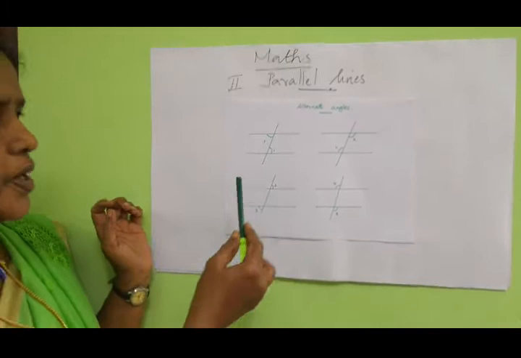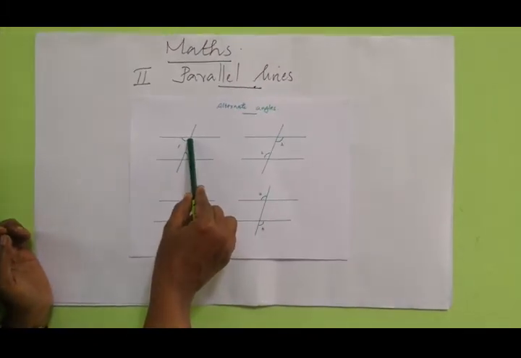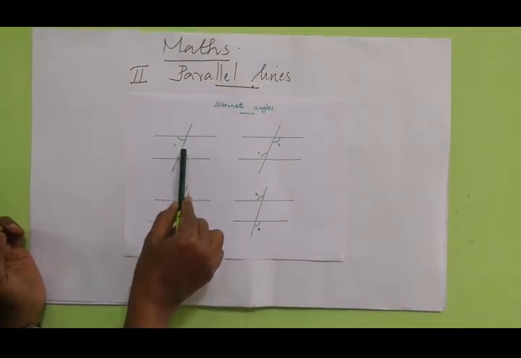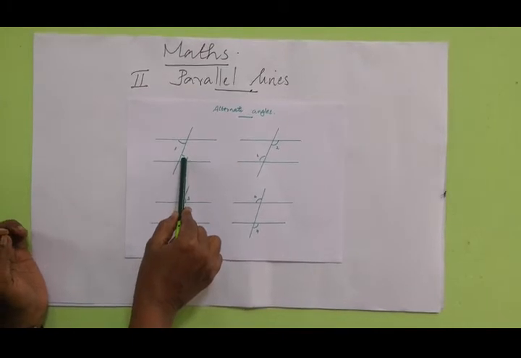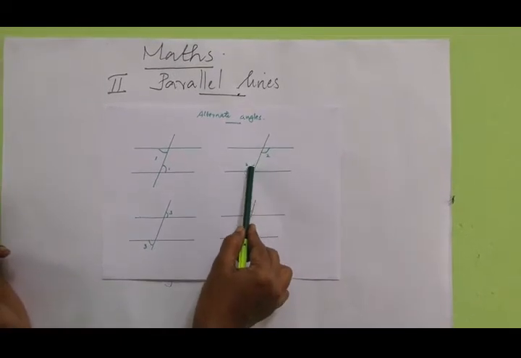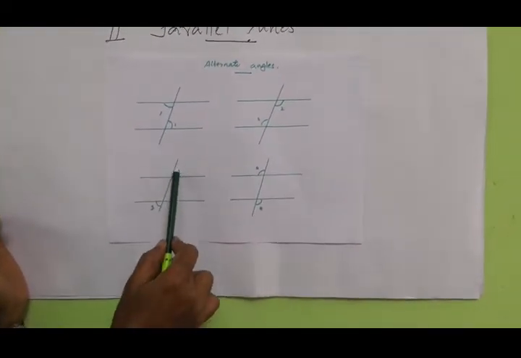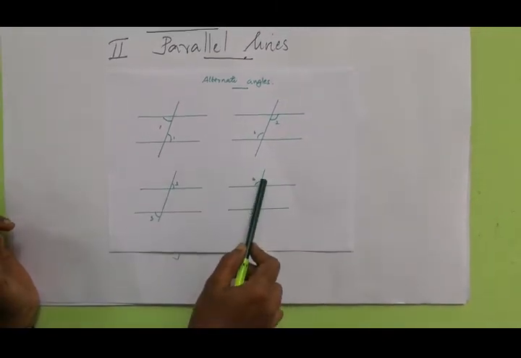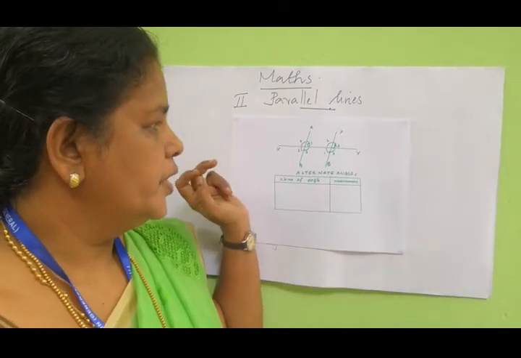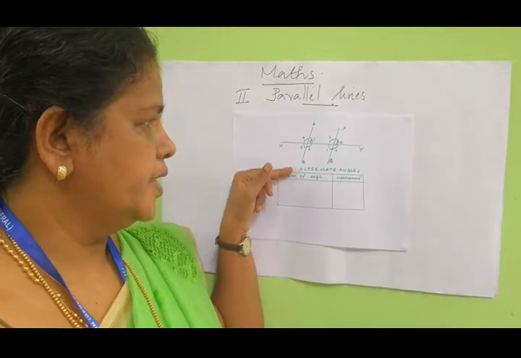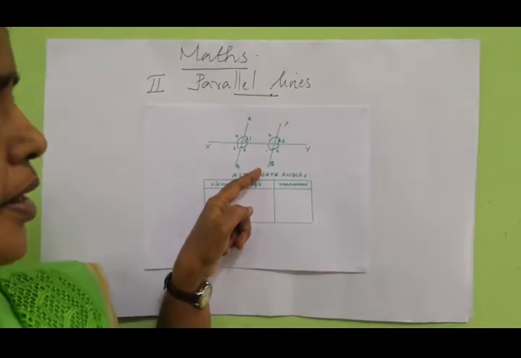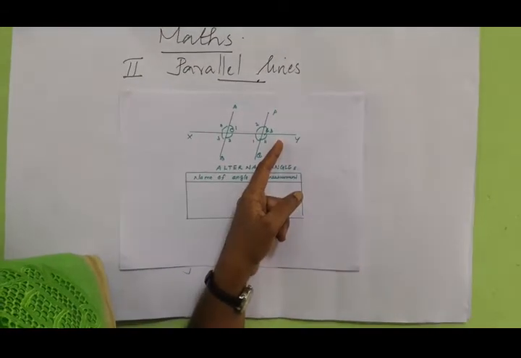That is the first one. Here this and the other this is one pair of alternate angles. Similarly, the second alternate pair is this one and this, the third one is this and this, and the fourth one is this and this. From the figure we have to write down the alternate angles. Here AB and PQ are parallel. These are cut by another line XY.